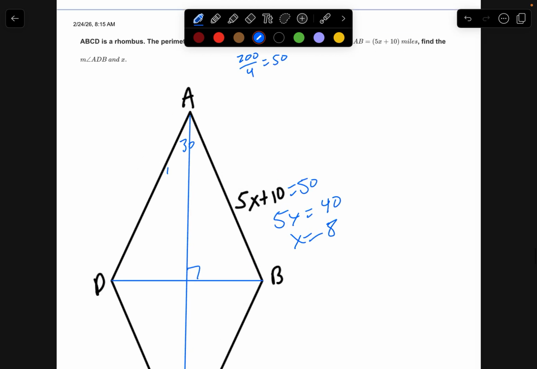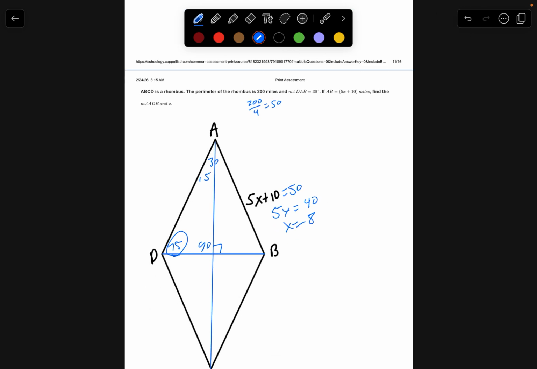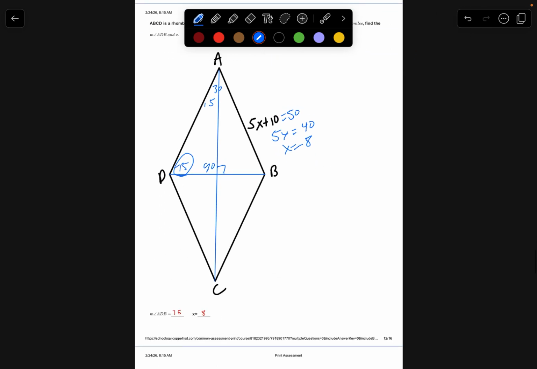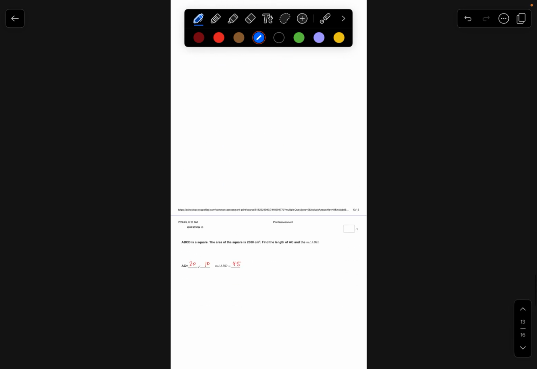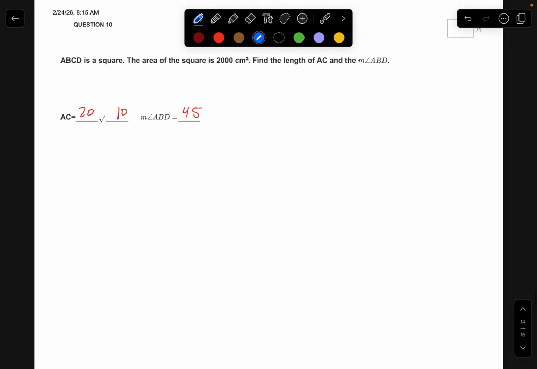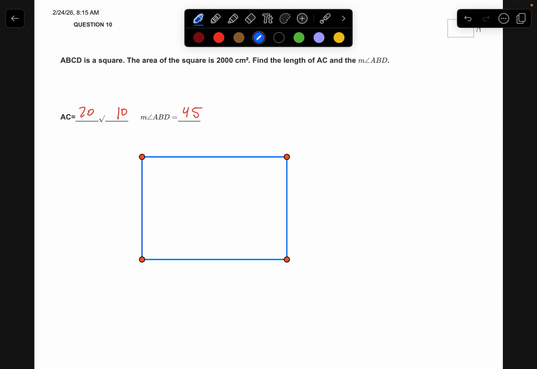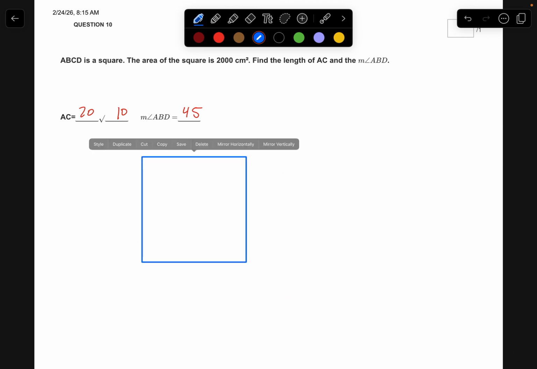Here we go. This is 15. So that means that this corner would be 75 if this has to be 90. That's just knowing the rules of the rhombus. Looks like we're done. This is ADB, 75. X is 8. Yeah. Rhombus rules. Rhombus rules.